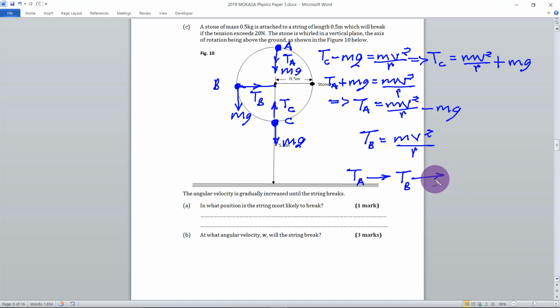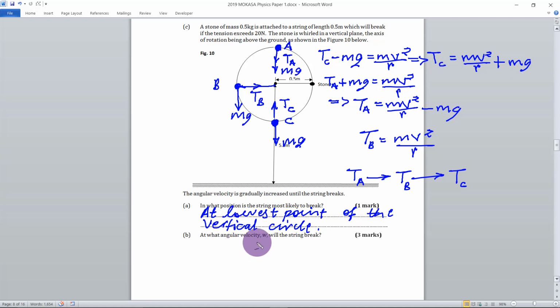And of course, lastly, we have Tc being the point where the string experiences maximum tension. So at what position is the string most likely to break? At the lowest point of the oscillation here, at the lowest point of the vertical circle. And you get 1 mark for saying that. Or you can just show it on the diagram.